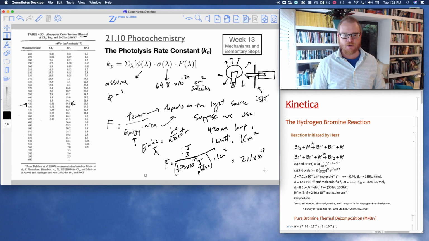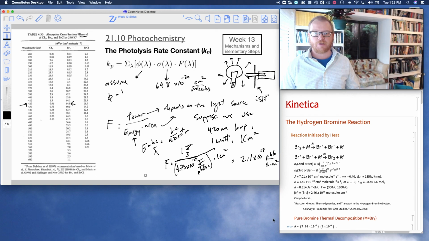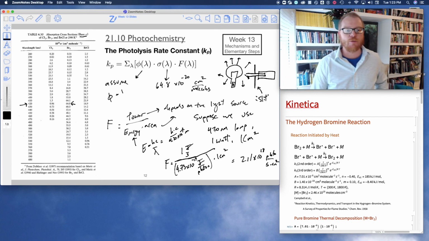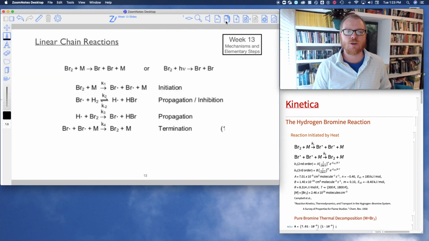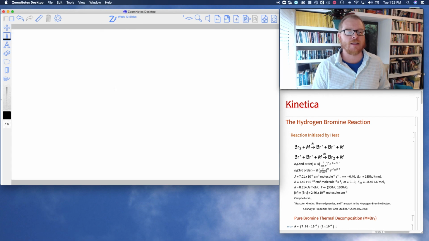And let's see if these units work out, okay? The joule and the joule cancel. And now I've got 1 over joules, which is photons per second per square centimeter. Okay? And oh my God, I ran out of room here for my calculation. So let's go to the next slide.